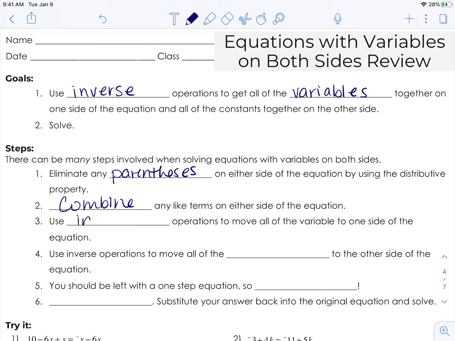After that, you're going to use inverse operations to move all of the variables to one side of the equation. And then after that, use inverse operations to move all the constants to the other side of the equation. Once you do all of that, you should be left with just a simple one-step equation, so you will just solve. And then, of course, check yourself. That is so important. Substitute your answer back into the original equation and solve.